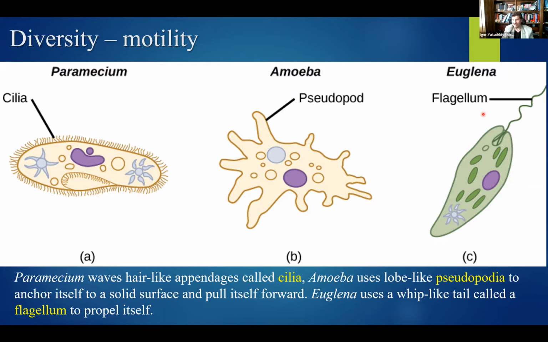The front end of Euglena is where the flagellum is. Yes, Euglena is weird in this particular sense, because in this particular case, the flagellum is going into the environment and pulling the body of the Euglena behind it.